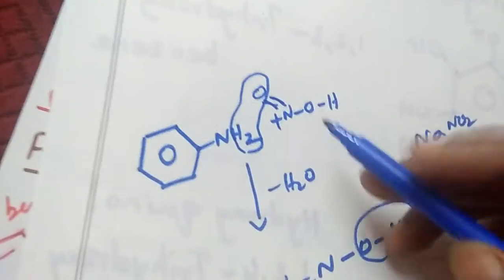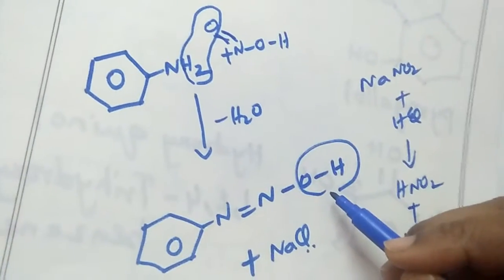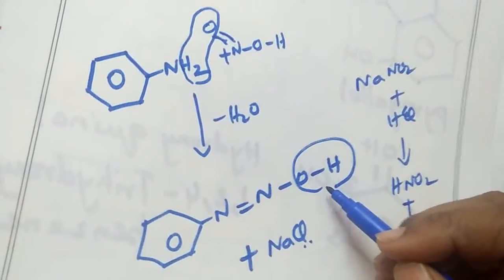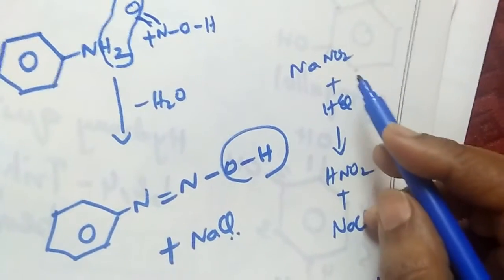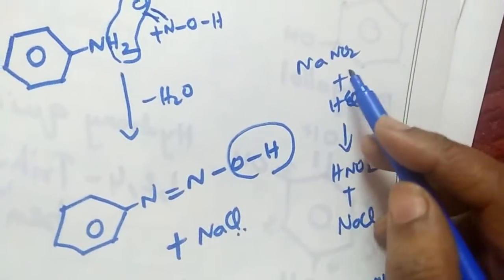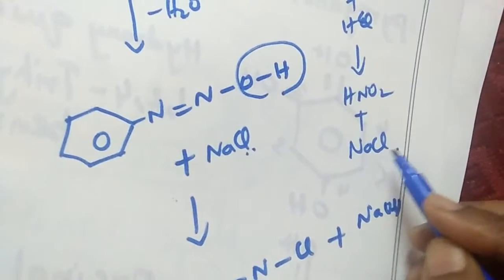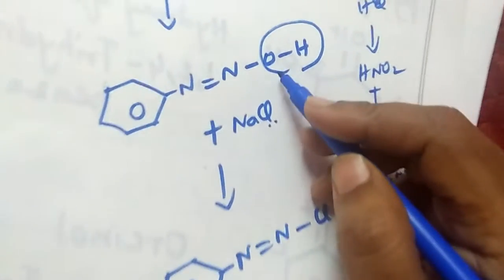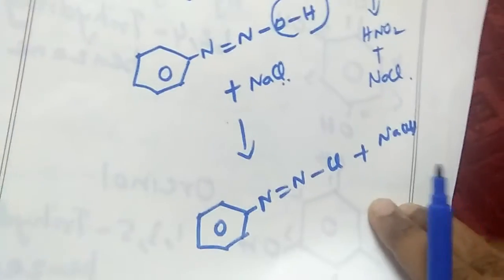Once again I repeat, when aniline is treated with nitrous acid you get benzene diazonium chloride first, and only after that phenol. How? When it is treated with nitrous acid, the derivative first formed is this, N double bond N OH. But we are adding nitrous acid, for which we freshly mix sodium nitrite and HCl, whose byproduct is NaCl. This NaCl can react with this compound. OH is displaced by Cl to form benzene diazonium chloride as the intermediate. That is only formed here.